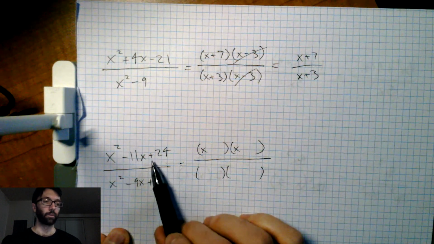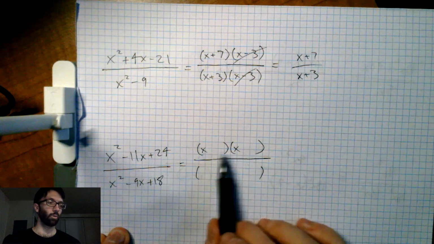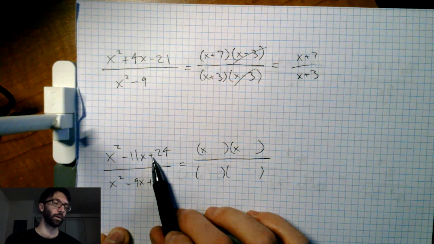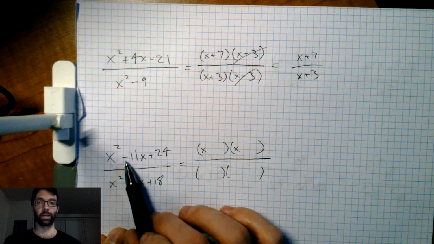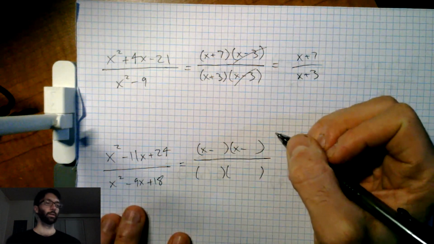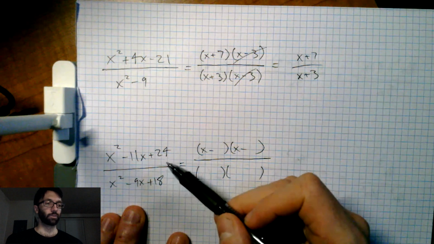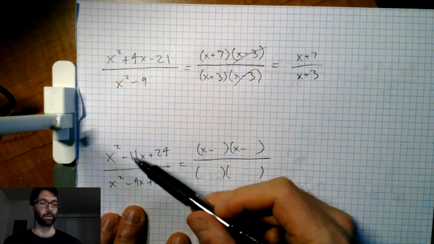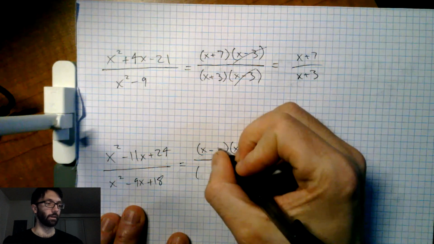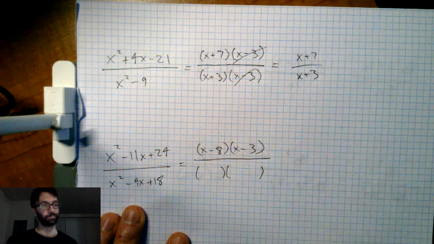I need either both signs to be negative or both signs to be positive since I'm multiplying to a positive number, but since I'm combining to a negative, I know they both need to be negative. And now I need the factors of 24 that will combine to a negative 11, and that's going to be negative 8 and negative 3.